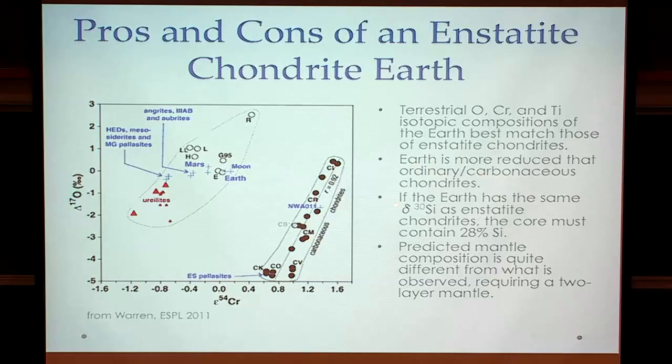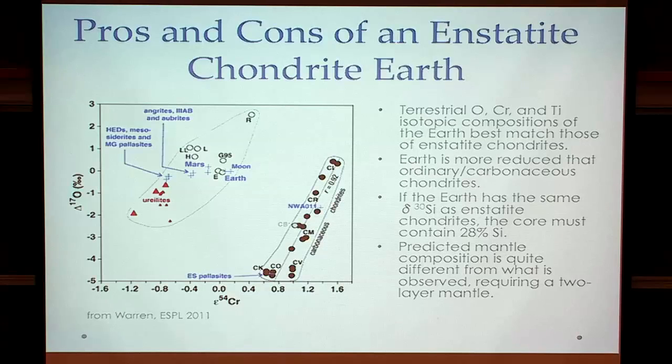On the other hand, the silicon isotopic composition of the Earth is very different from that of Enstatite chondrites. It's a lot less different from that of ordinary chondrites. Now, you can explain the difference between ordinary chondrites and the Earth if you put 6, 7, 8% silicon in the core, because there's an isotopic fractionation that occurs when you reduce the silicon. And this is about the amount of light element you need to put in the core to get the density right. So that's perfectly acceptable.